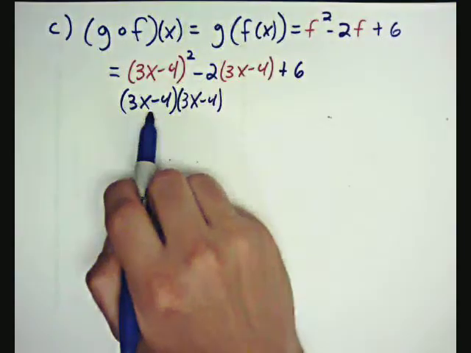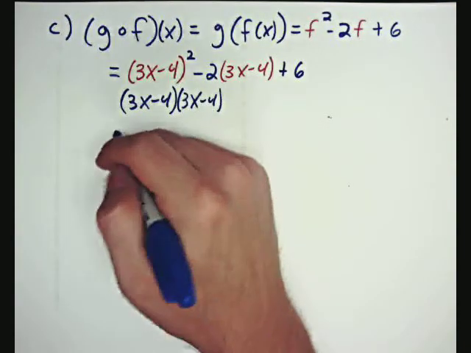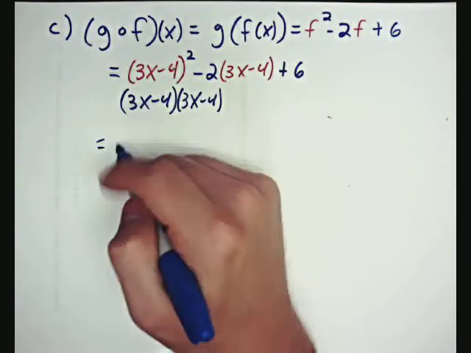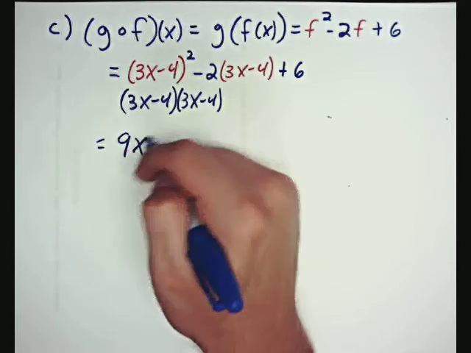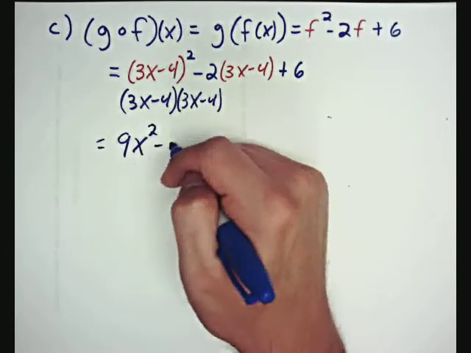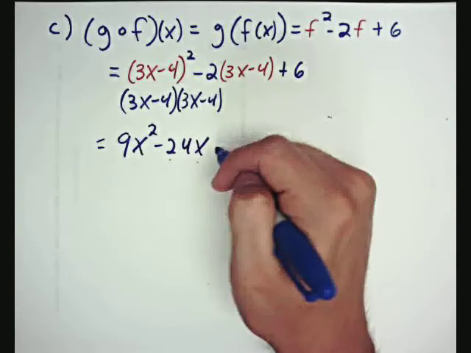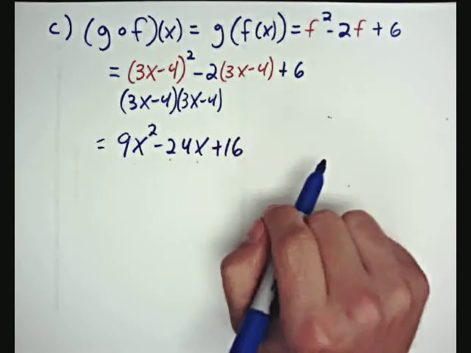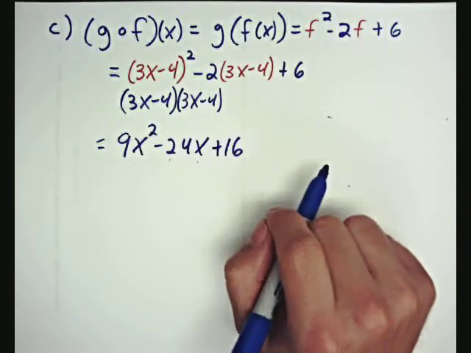3x minus 4 times 3x minus 4. If you FOIL that out, you will get 9x squared minus 24x plus 16. I went ahead and combined my two middle terms from FOIL.